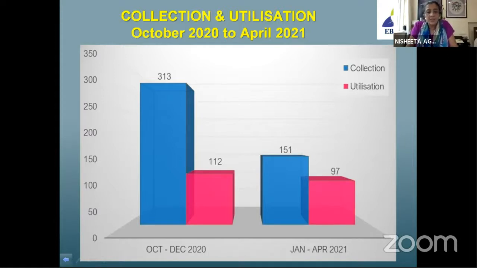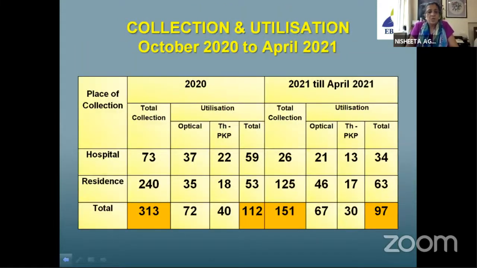But with the second wave, we again saw a dip in the collection, but we were able to collect corneas that were useful, and our utilization was much higher. Next slide. So as you can see, out of the 313 that were collected from October to December 2020, we used 112 corneas. And till April 21, we collected 150, but used about 100 corneas. Next.